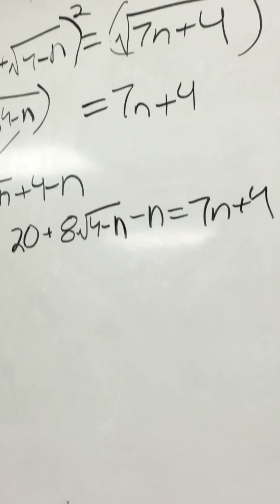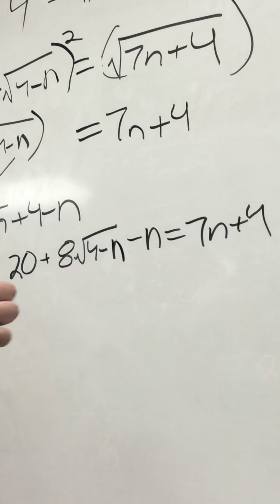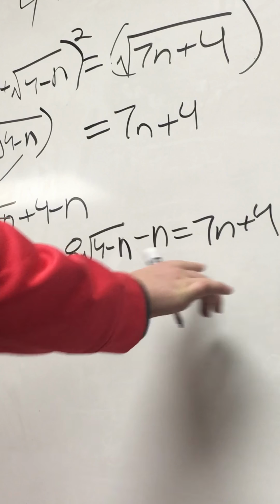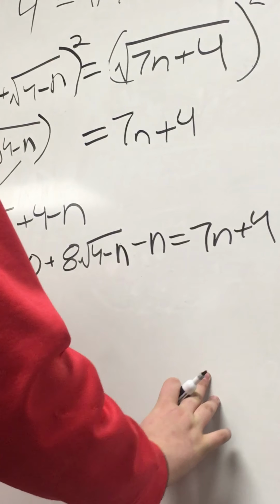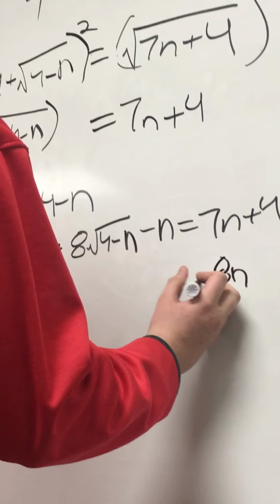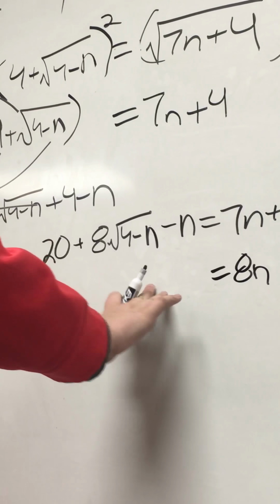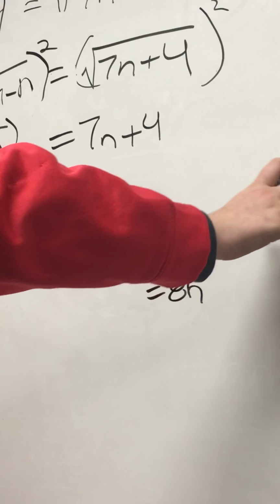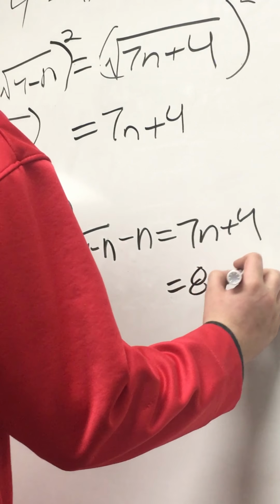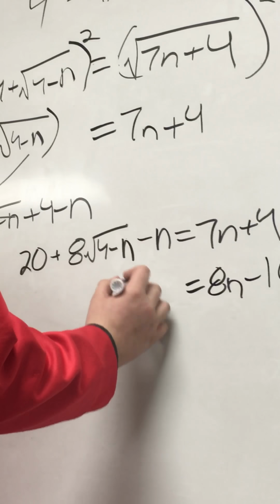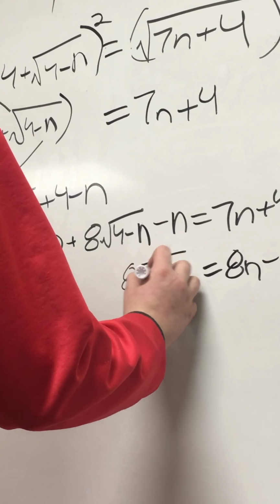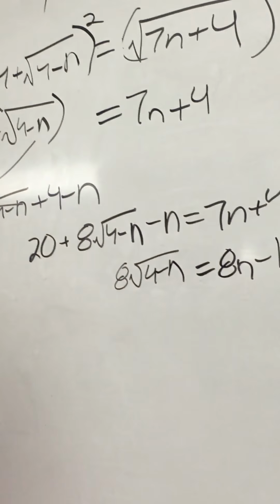Alright. So now I'm going to keep combining like terms, so I'm going to flip this over to make it 8n. And then flip the 20 over across the equal sign, which will make it negative 20. So then it would be negative 16. So all I'm left with on the left side is 8 times the square root of 4 minus n.